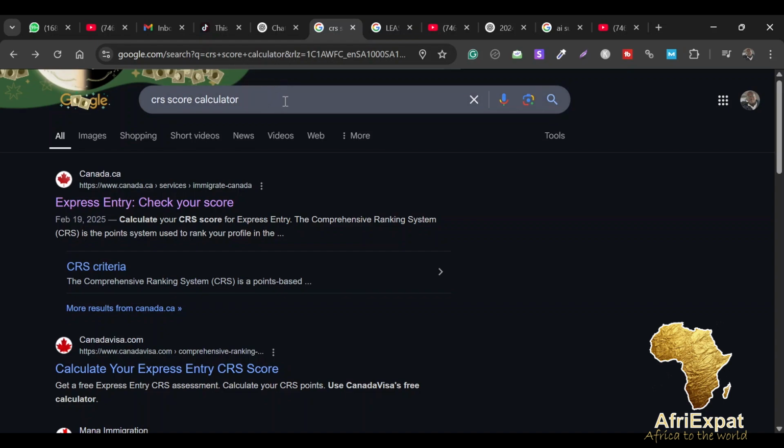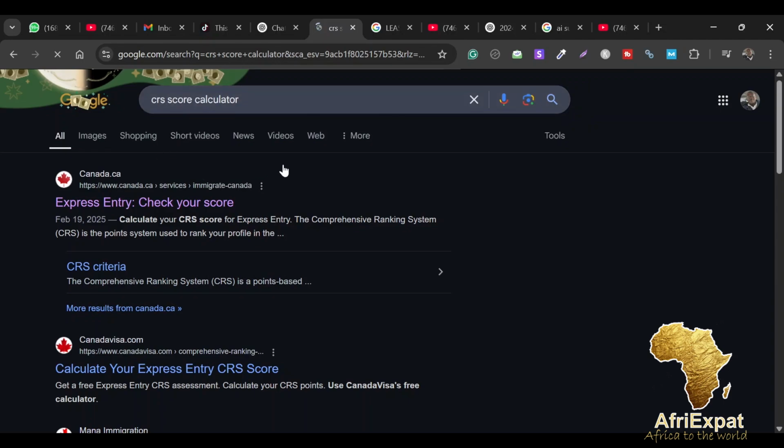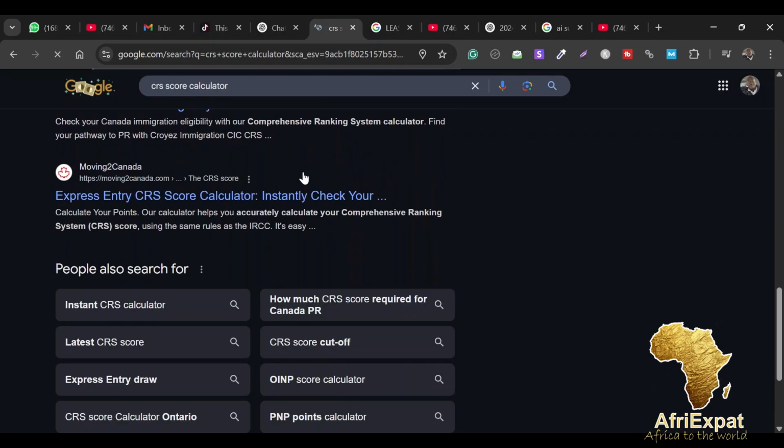Okay, so now we're on the Google homepage. Enter in the search bar these words, CRS score calculator, which is what I have just done. And you click on the search button. As you can see, Google will give you a list of all the results of your search.